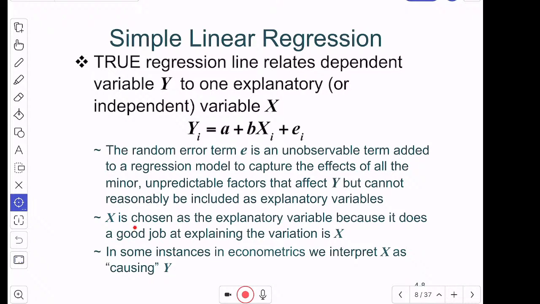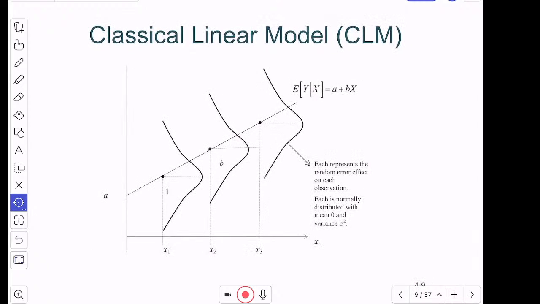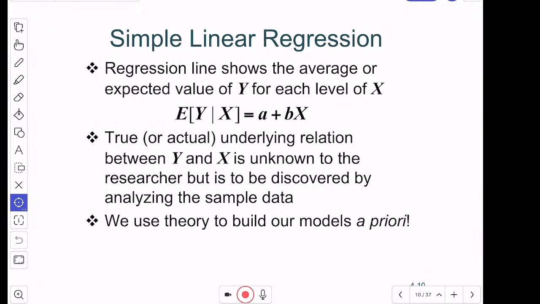X is chosen as the explanatory variable because it does a good job of explaining the variation in Y. In some instances in econometrics, we interpret X as causing Y. Okay, so, I mentioned the classical linear model, and don't worry about that too much. I just threw it in there.